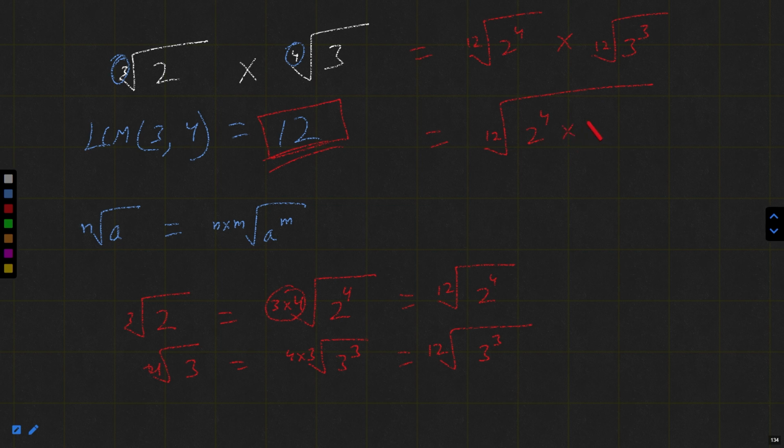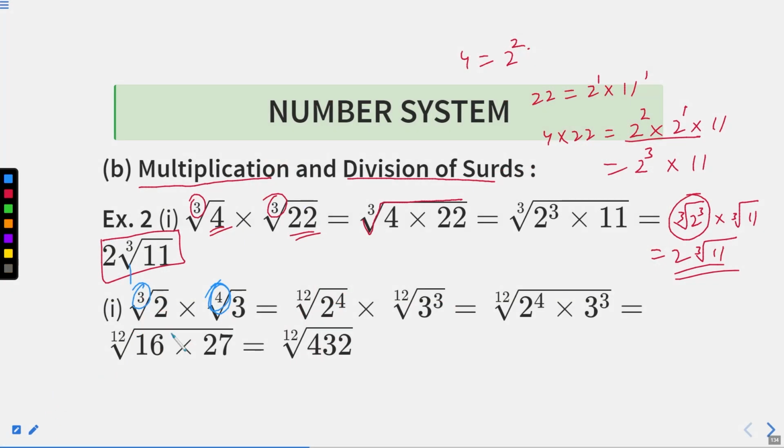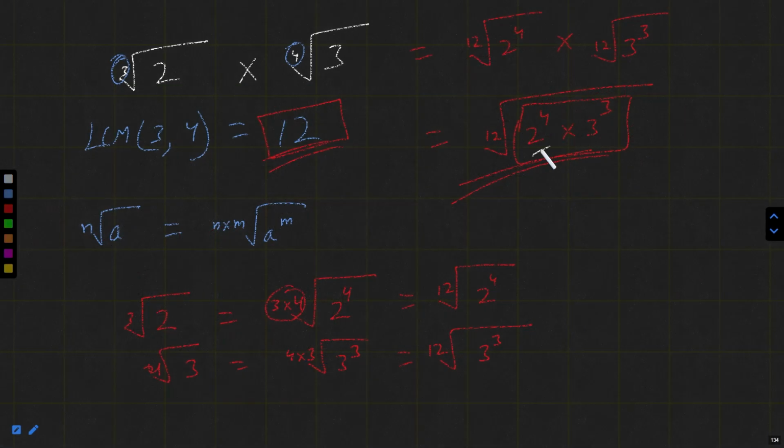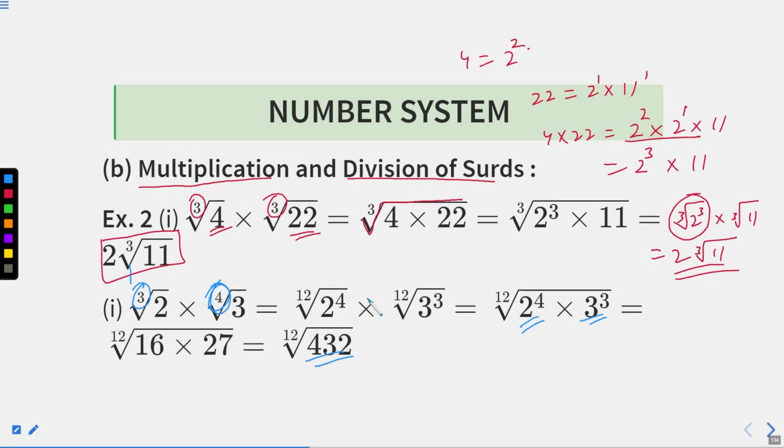So 2 to the power 4 times 3 to the power 3. You can evaluate it further to get your final answer. Okay, I hope this is clear. So the final answer is this: the 12th root of 2 raised to the power 4 times 3 raised to the power 3. I hope this is clear. Let's move further.